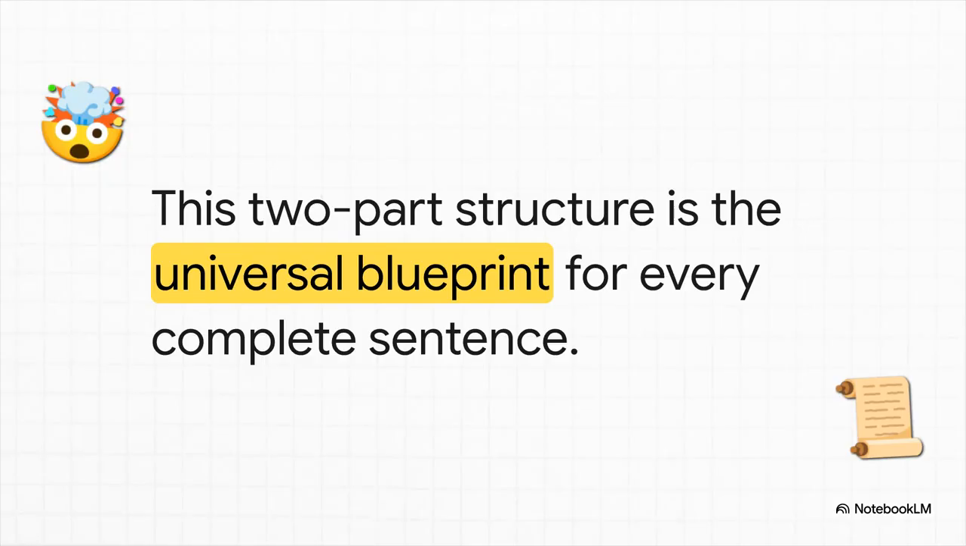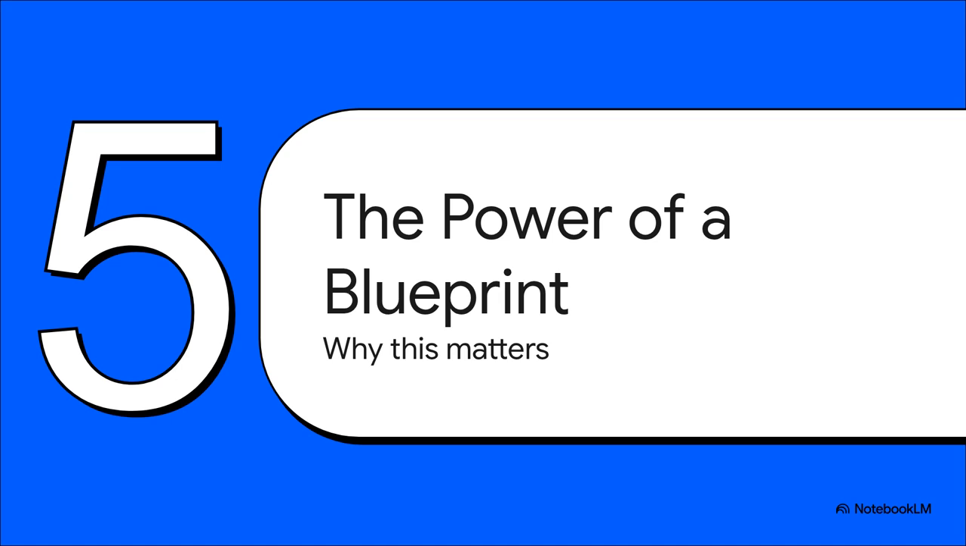And this is really the big aha moment. This isn't just some random grammar exercise. This two-part structure, the subject and the predicate, it's the universal blueprint. It's like the hidden architecture inside every single complete sentence you use. From the simplest little statements to the most complex arguments, it is all built on this one foundation. So, why is knowing this so powerful? Well, because once you can see the blueprint, you can become a much better architect of your own ideas.